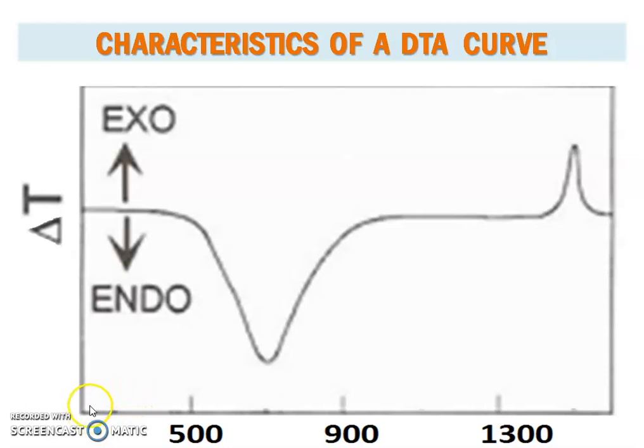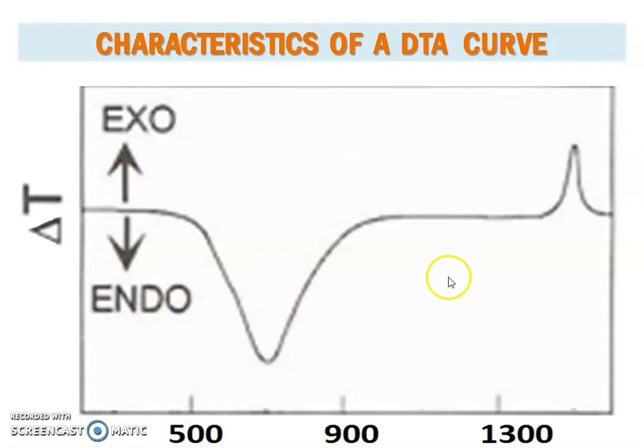So for this particular experiment, your sample was heated from, say, a temperature of 200 degrees to 1500 degrees. The temperature values are plotted on the x-axis and the delta T values go up on the y-axis. If you see at this point, the delta T value is 0. Above this point, delta T will be positive, whereas below this point, delta T is going to be a negative value. Okay. Now if you look carefully, the DTA curve actually consists of three different parts.